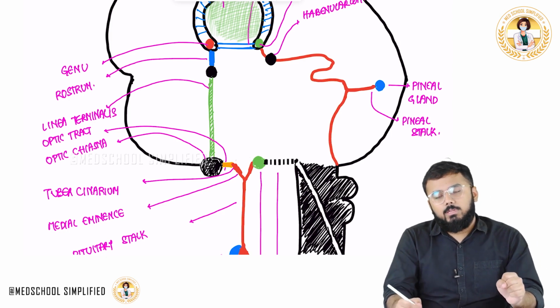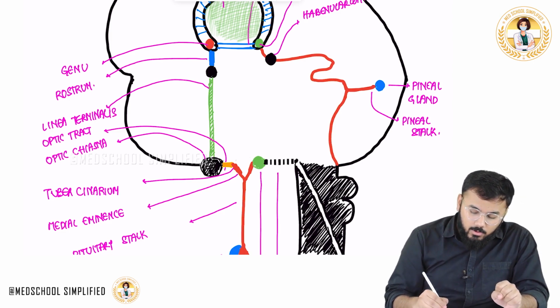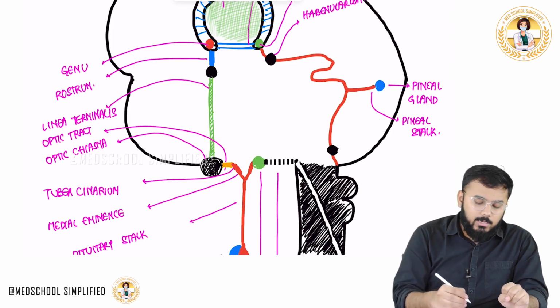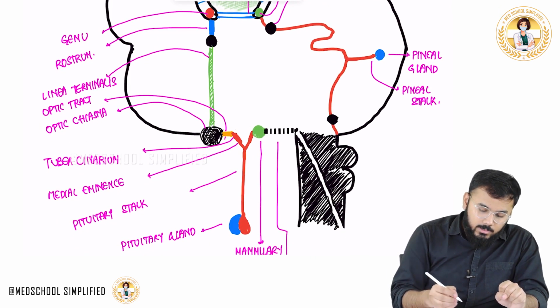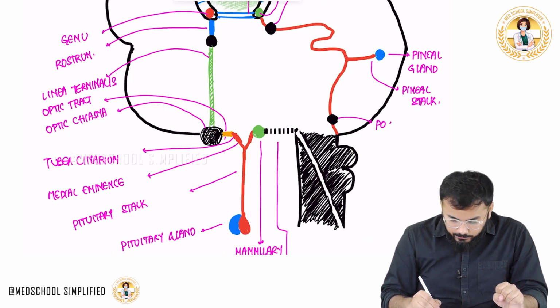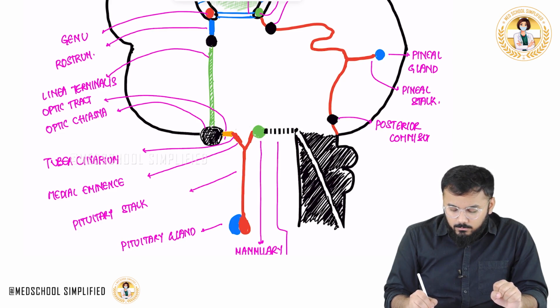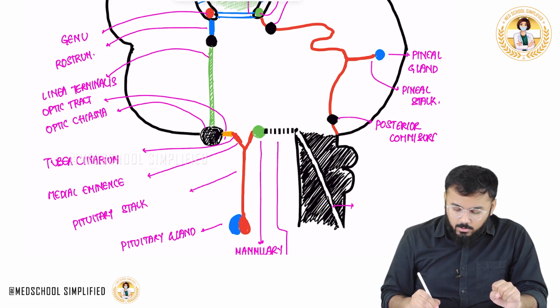So, this commissure over here is called the habenular commissure. And down here you have got another commissure like this. You see, this commissure which is located down is called the posterior commissure. This commissure over here is your posterior commissure, and this is called the cerebral aqueduct.